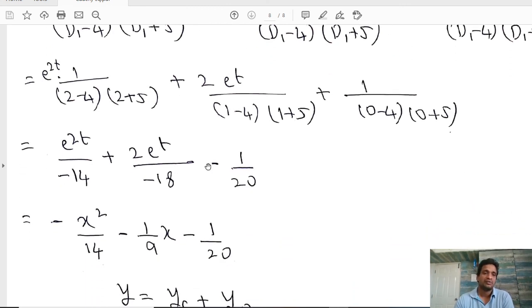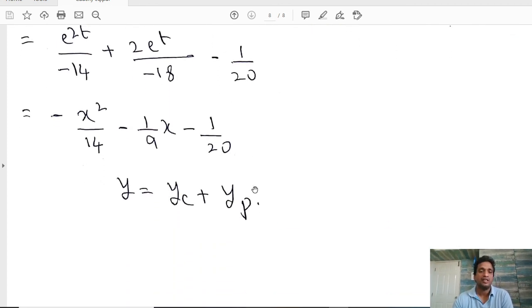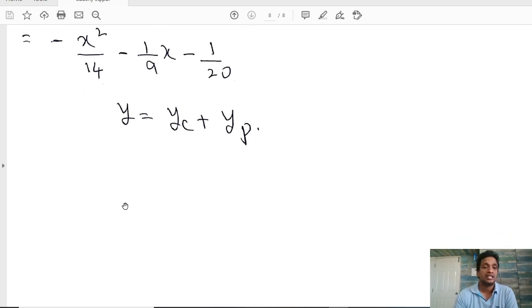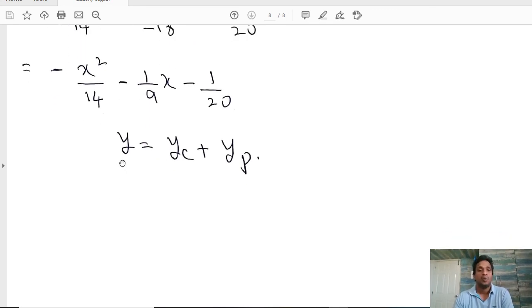If I simplify this, e power 2t over 7 into minus 2, that is minus 14; 2 e power t over 6 into minus 3, that is minus 18; and here it becomes minus 1 by 20. So the yp value is minus x square by 14 minus 1 by 9 x minus 1 by 20. So the general solution for the given differential equation will be y is equal to yc plus yp.